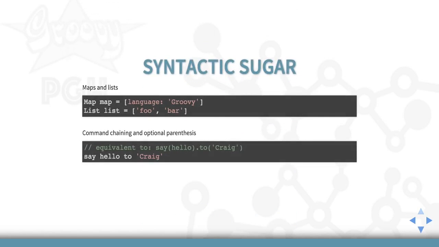So first, and this is for some of you maybe from a Java background, this is the syntactic sugar you get for defining a map or a list, and you have things like command chaining and optional parentheses, which make for these nice readable DSLs.